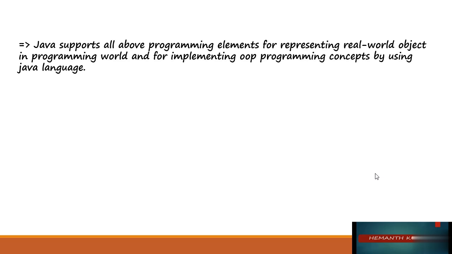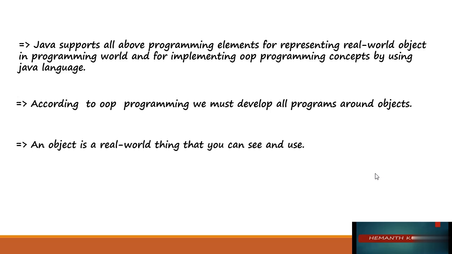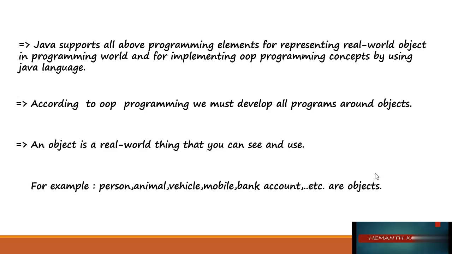Java supports all the above programming elements for representing real-world objects in the programming world and for implementing OOP concepts using the Java language. OOP is object-oriented programming. We must develop all programs around objects. An object is a real-world thing that you can see and use. For example, person, animal, vehicle, bank account, etc. are called objects.